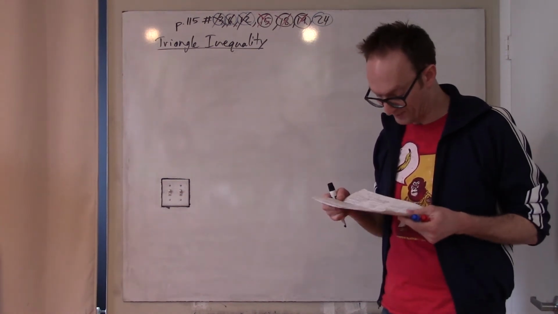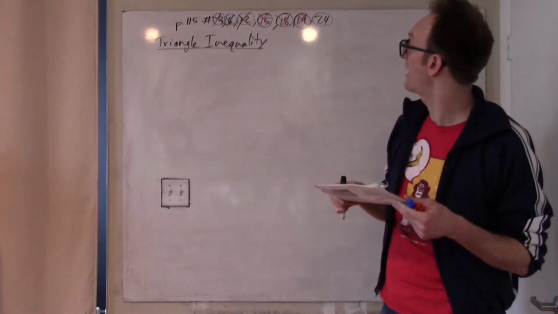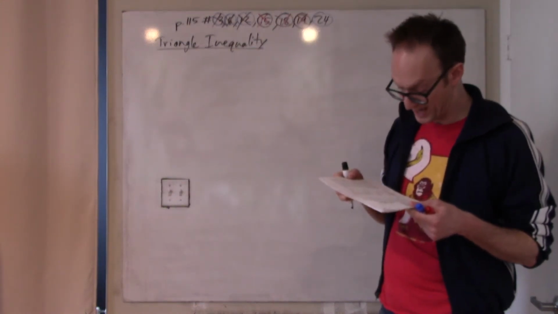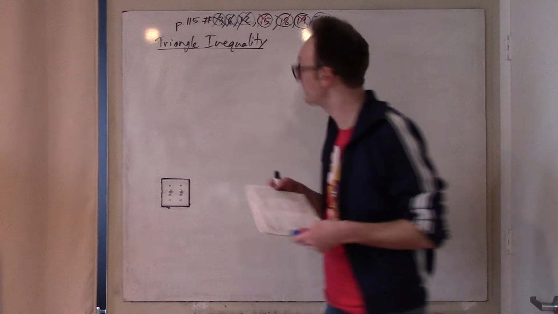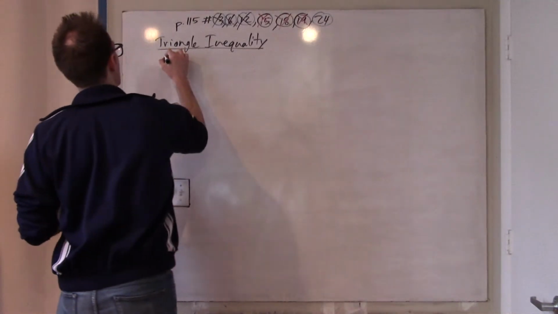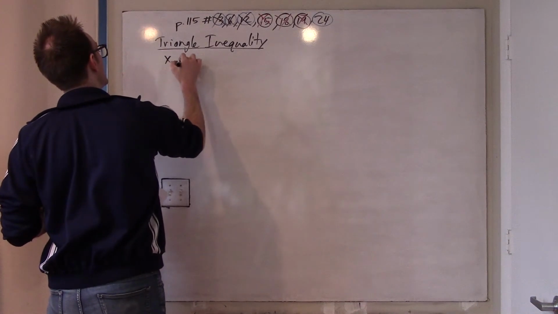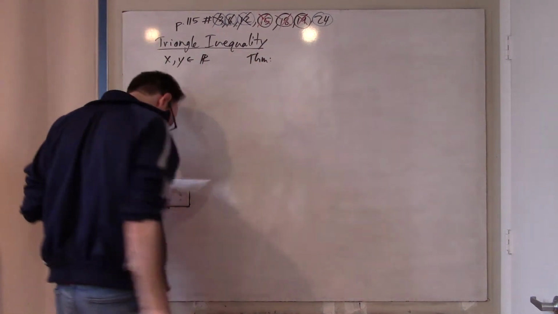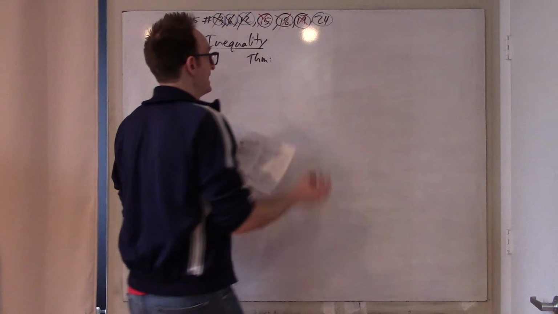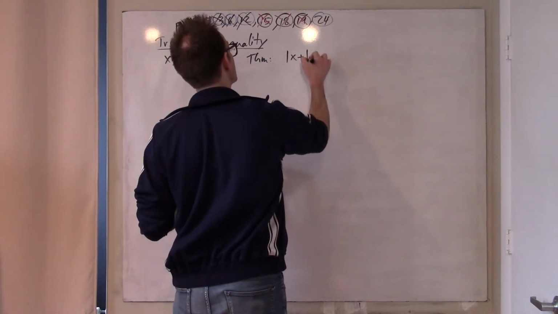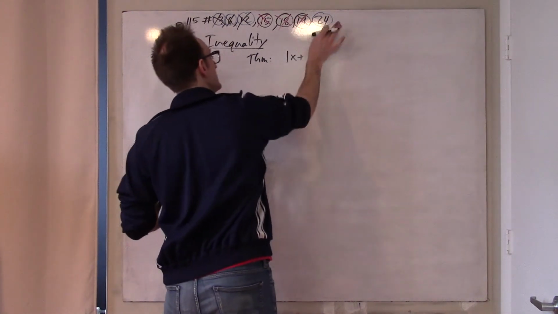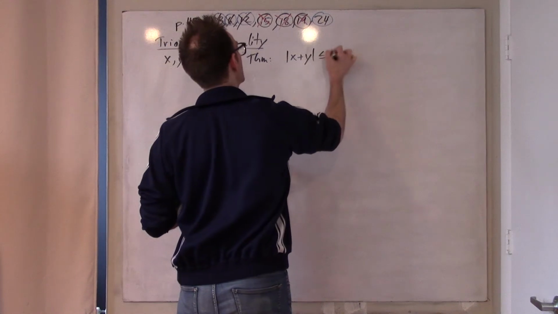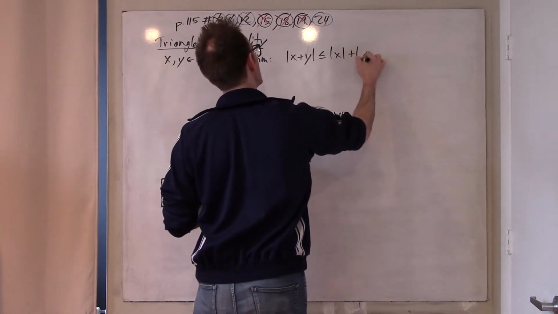Yeah. So, kind of get the classes back together now. What was this? Number 24. And it just says, take any two real numbers. So let x and y be real numbers. And here's the theorem. The theorem is that the absolute value of x plus y is less than or equal to the absolute value of x plus the absolute value of y.